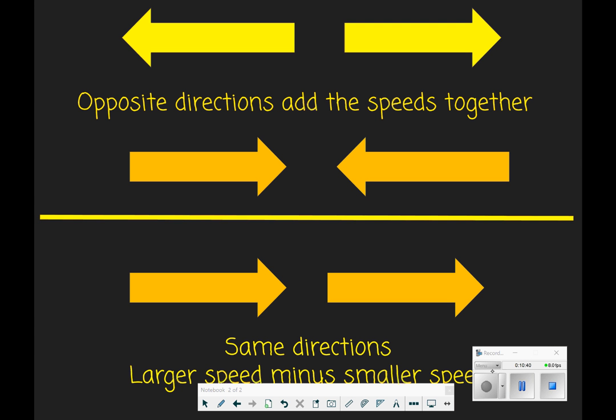Okay. So when you're looking at an object and you are moving and the object you're looking at is moving, if the two objects are going in opposite directions, both of them moving away from each other or towards each other, you're going to add the speeds together, and that's how fast the other object looks like it's moving towards you or away from you. So what I want you to remember is if the objects are moving opposite of each other, you're going to add their speeds together. And that's the speed that one object looks like the other one is moving. Okay, I know that sounds weird, but you'll see in a minute. Now, if they're going in the same direction, you're going to find the object that has the fastest speed, and you're going to subtract the speed of the object that's going slower.